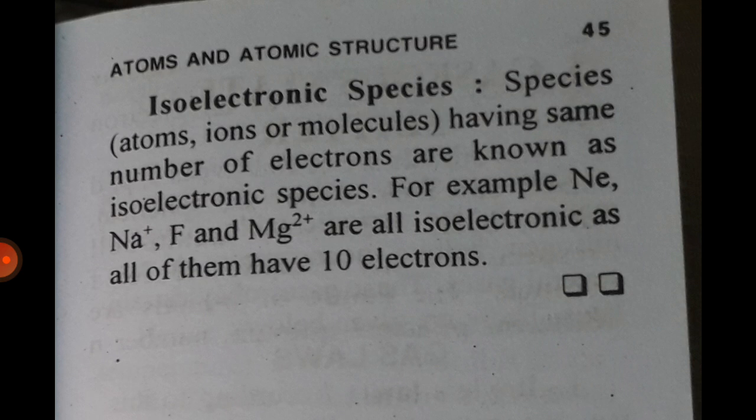Isoelectronic species. Species, atoms, ions or molecules having the same number of electrons are known as isoelectronic species. For example, neon, Na+, fluoride F- and Mg2+ are all isoelectronic as all of them have 10 electrons.